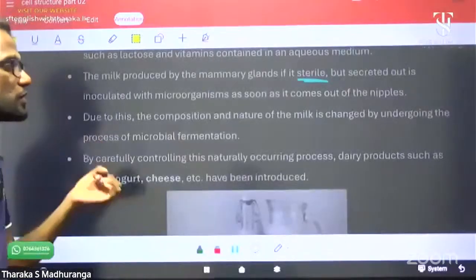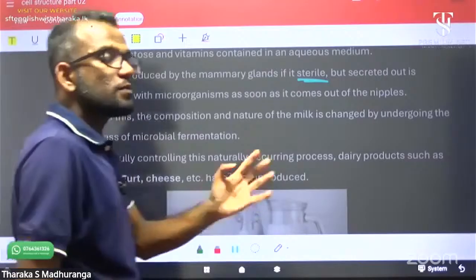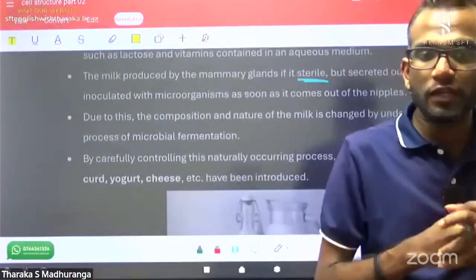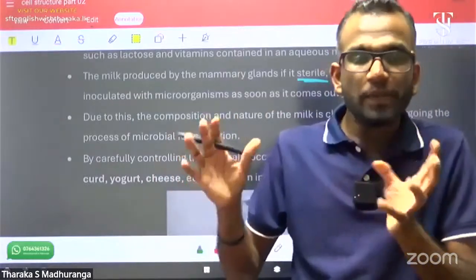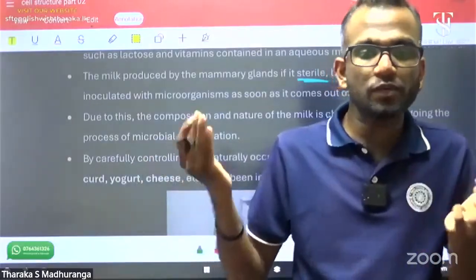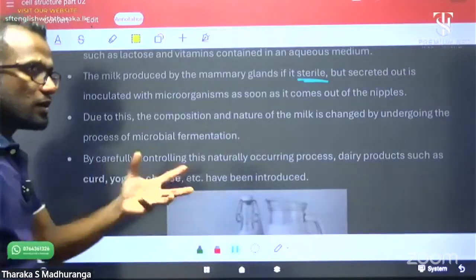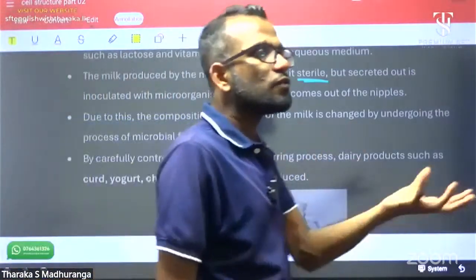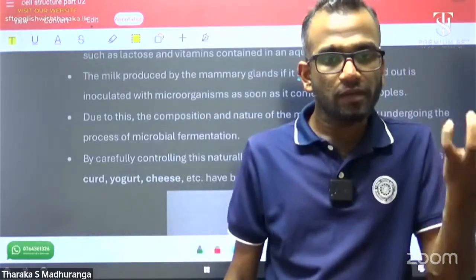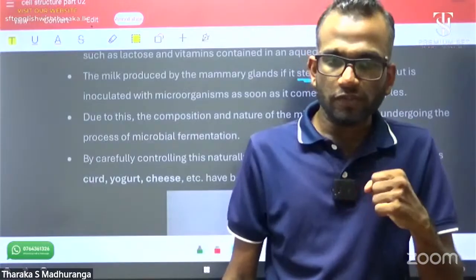Due to this nutritional property, this deposit and involving microorganisms are doing different breakdown processes. They are protein breakdown and carbohydrate, lactose breakdown, and due to that it will affect the lifetime of the milk. That is why normally the lifetime of fresh milk in an open atmosphere is only 1 day. Next day we can't use.